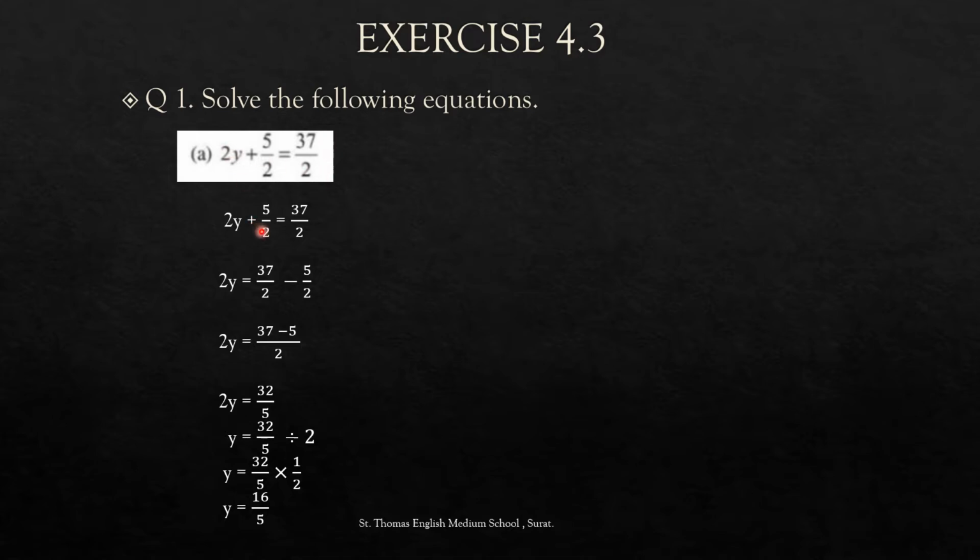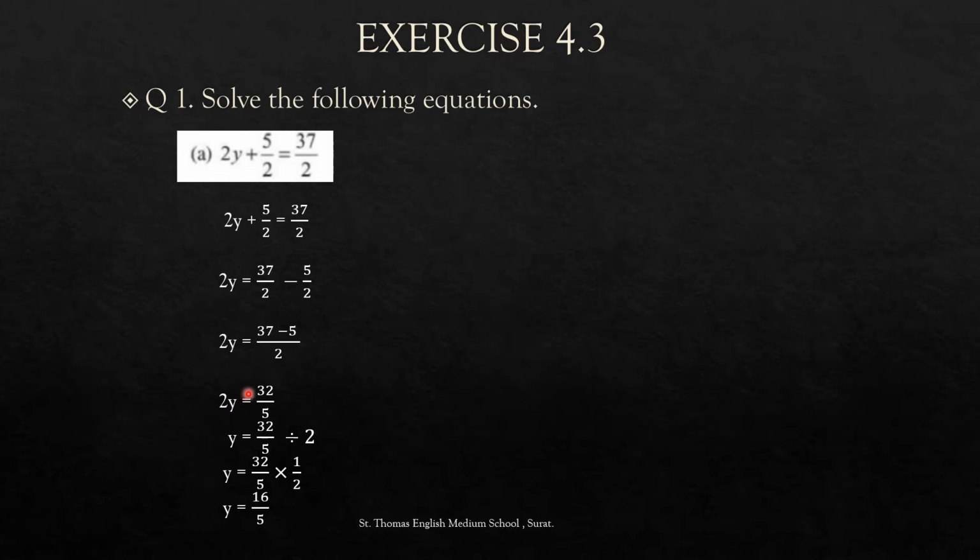So write the equation once again. Now 2y is equal to 37 by 2, this is plus 5 by 2. If it goes here, it becomes minus 5 by 2. Now just see the denominator. Both are the same, that is, they are like fractions. So you have to subtract, right? So 37 minus 5, that is 32 by 2.